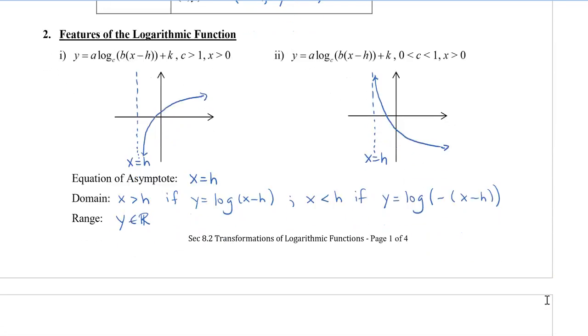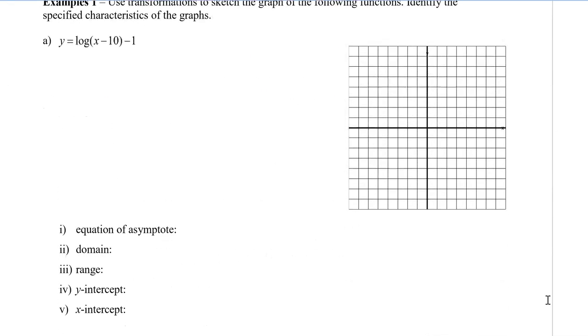So let's take a look at an example. Here we have a function where I want you to transform to sketch the new graph and identify the specific characteristics that I've listed down here. We're going to start with our basic graph, which means we don't have any h's, k's, a's, or b's. So I'm going to rewrite this as y equals log x. The base here is 10 since it's not written down, so I'm still going to use a base of 10, and let's write that down because that's very important.